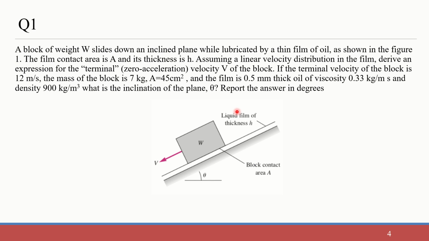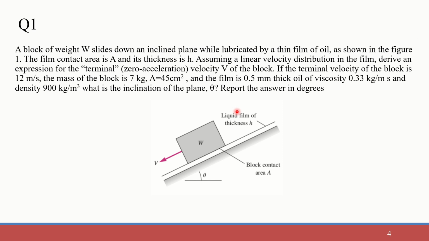So we are allowing a block to slide down an inclined plane, lubricated with the help of an oil, and we are given all the information with respect to how it is moving. That is, the block has a certain mass, 7 kg, and it is moving with a certain velocity, 12 meter per second, that is the terminal velocity.